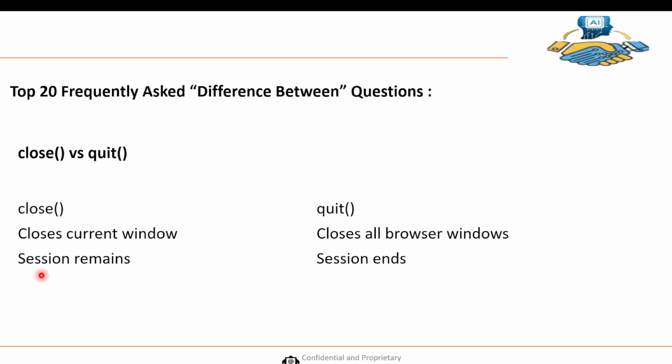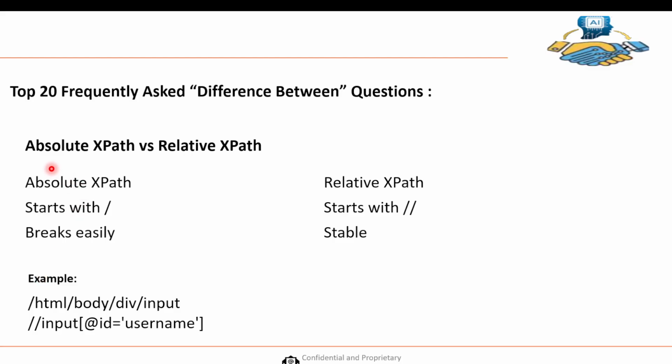Then next, what is the difference between absolute XPath and relative XPath? Absolute XPath starts with a single slash, and it breaks easily if the dev team makes any change in the ID. Whereas relative XPath is more stable and starts with a double slash.